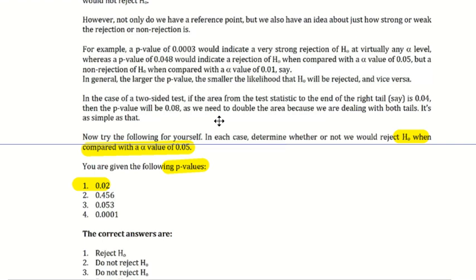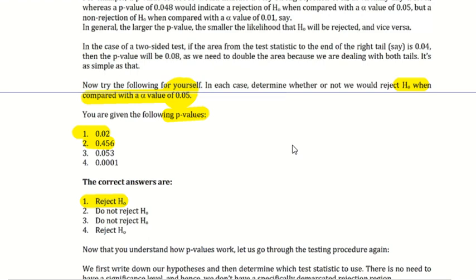Number one is 2%, so I will reject H0. Why? Because it's less than 5%. Number two is 4.5%, sorry, and number three is 45.6%. Fail to or do not reject. 5.3, because both number 2 and number 3, what are those, guys? Both of those are greater than 5%. You can see that. Therefore, my answer is fail to reject or not able to reject H0.